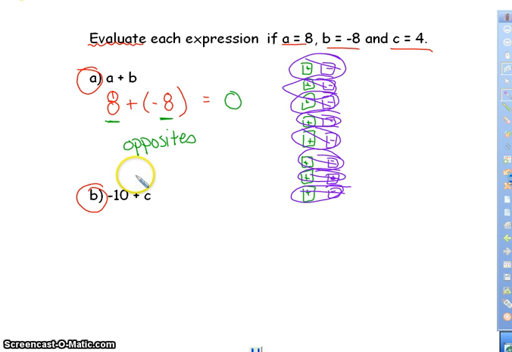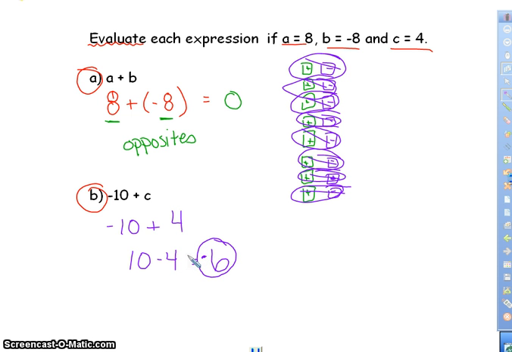Okay, and then my last one, I have negative 10 plus, and C at this point is 4. So negative 10 plus 4. I have opposite signs. So when you have opposite signs, you're subtracting. So I'm taking 10 minus 4, and we know 10 minus 4 is 6. Now what sign am I going to apply? I have a positive and a negative. So which one's furthest from 0? Well, it's going to be that negative 10. So my answer is negative 6. And there's my solution.